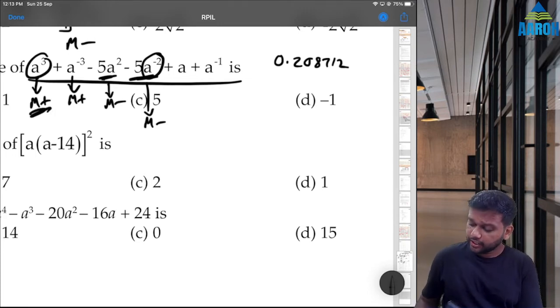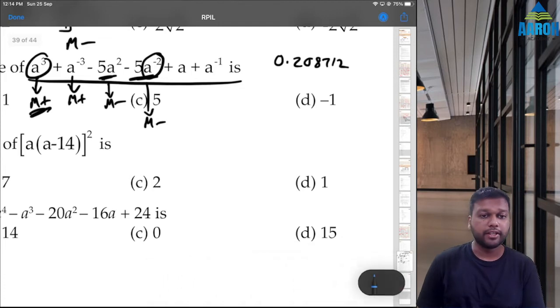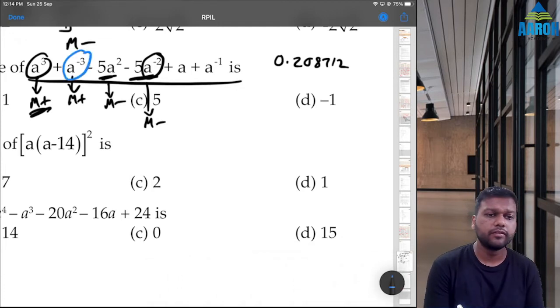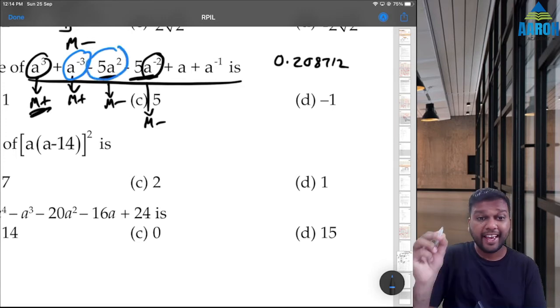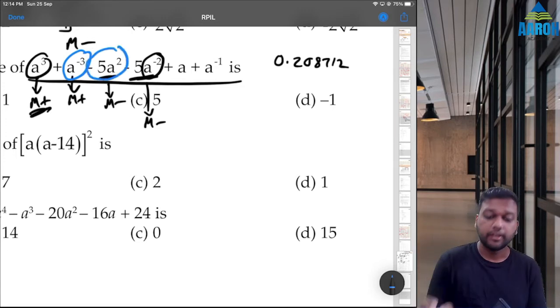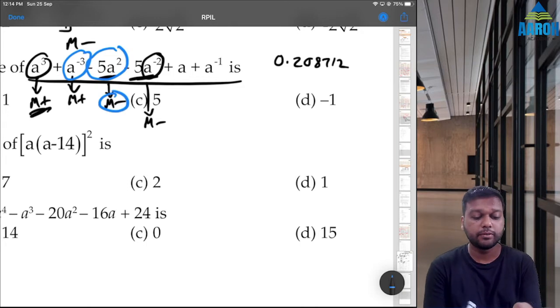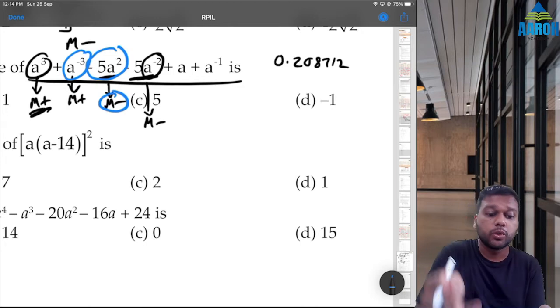Second term is nothing but just reciprocal, a raised to minus 3, right? So just divided by equal to, and again M plus. Third term is a square into 5 and M minus, right? So a square is 0.208712, square means into equal to, into 5 and then M minus, because we have to subtract it.